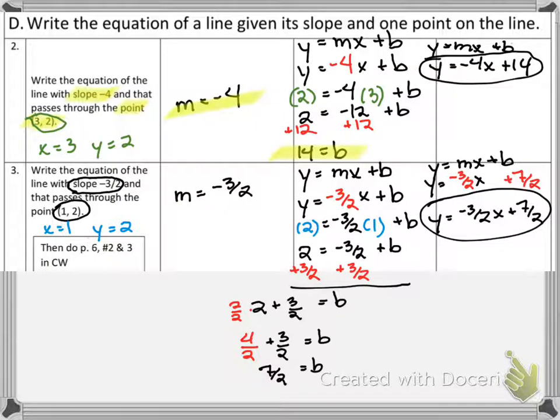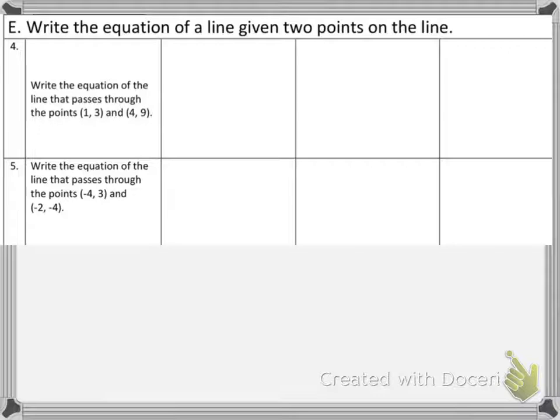So we're going to do a few more examples. The next few examples, we're not even going to be given the slope. We're just going to be given 2 ordered pairs. So the very first thing we have to do is find our slope. If you recall, the equation that we use to find slope is y2 minus y1 over x2 minus x1.